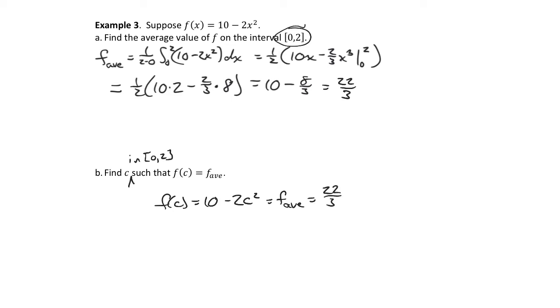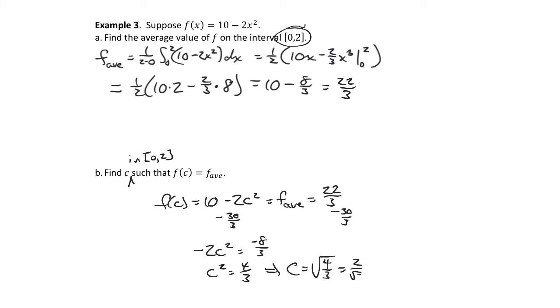Well, let's go for it. We're going to subtract 10 from both sides. Well, 10 is 30 over 3, is it not? I believe so. Minus 30 over 3. Once again, this is getting messy, negative 2c squared equals negative 8/3. Divide both sides by negative 2, c squared is going to be equal to 4/3, which means that c is equal to the square root of 4 over 3, which is 2 over radical 3.